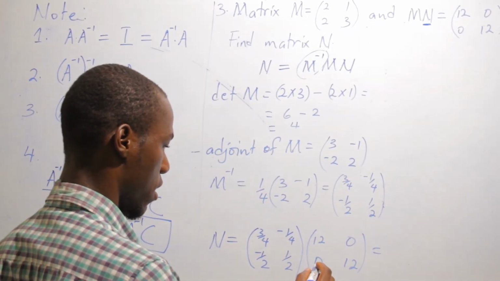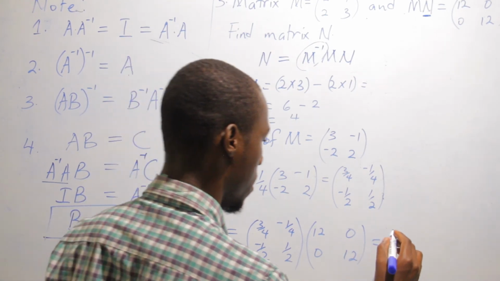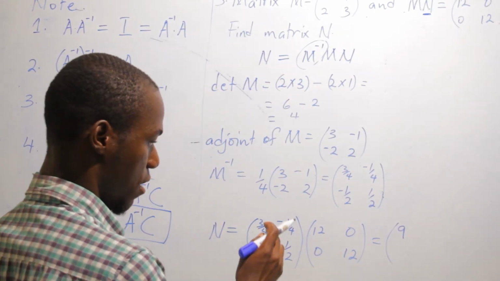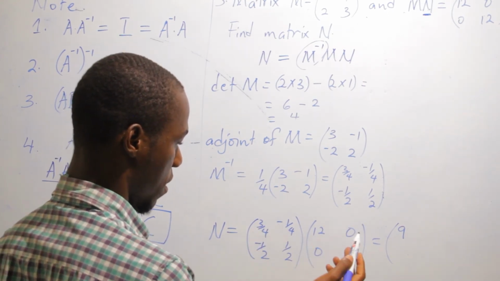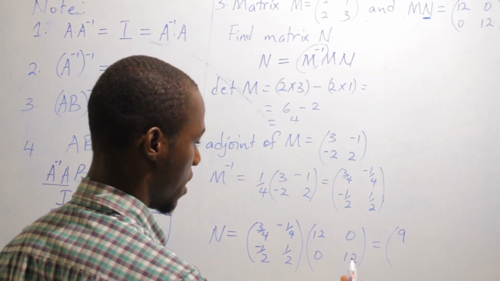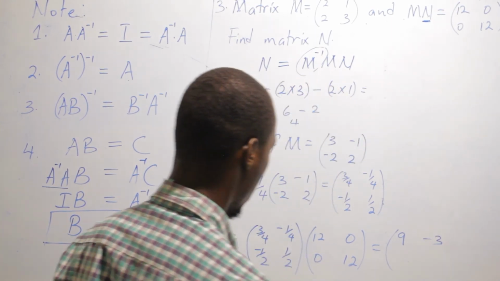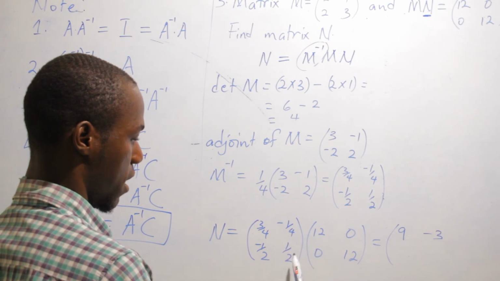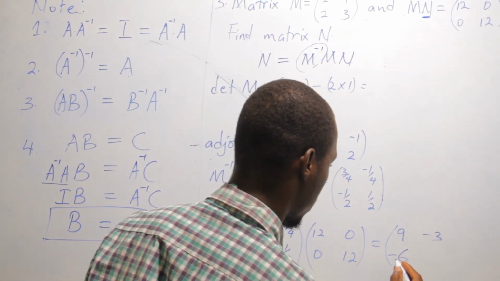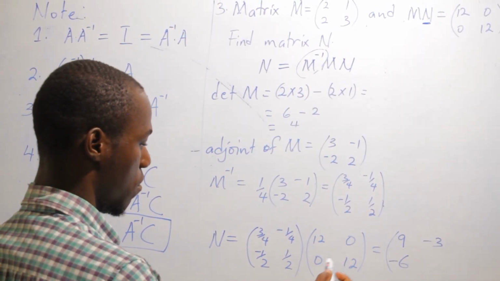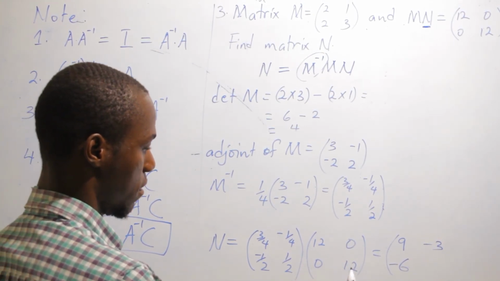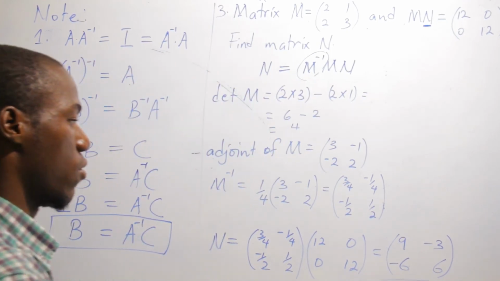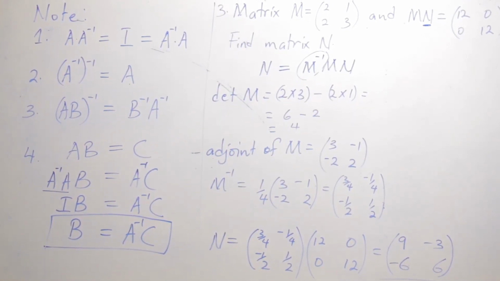row by column, and we add. So when I multiply there, I'm having a 9 plus a 0. Then row by column, there I'm having a 0, that is going to be negative 3. Row by column, and I add, that is going to be negative 6 plus 0, negative 6. Then row by column, that is going to be 0 plus positive 6. So I get my matrix N as simple as that.